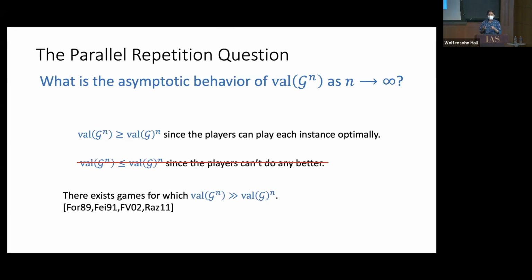However, when the questions are given in parallel, each player gets to see a bunch of questions in one go. As a result, he can correlate the answers across different instances because he can see all the questions. Therefore, the n games don't behave independently because of this correlation that is introduced by the players answering correlated answers. In fact, there exist games for which value of g^n is much larger than value of g to the power n. So this correlation that the players introduce by their answers really complicates the situation.